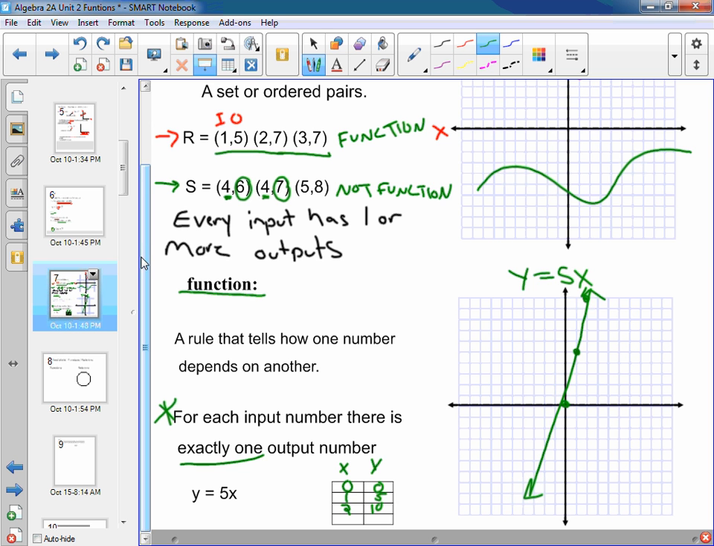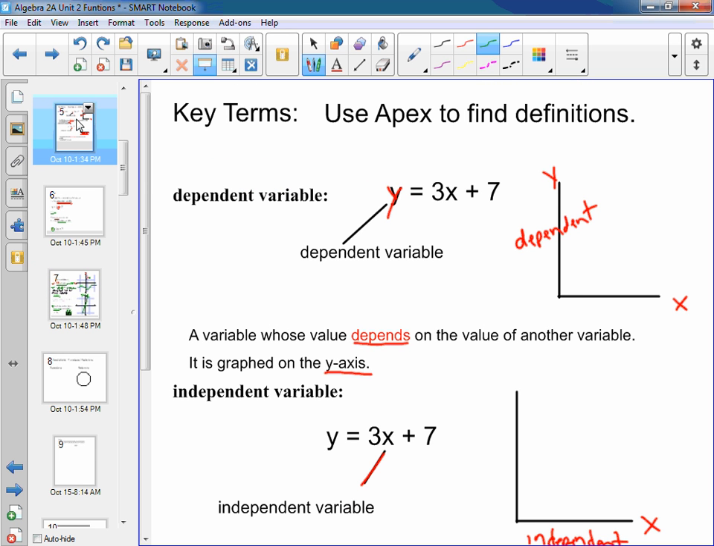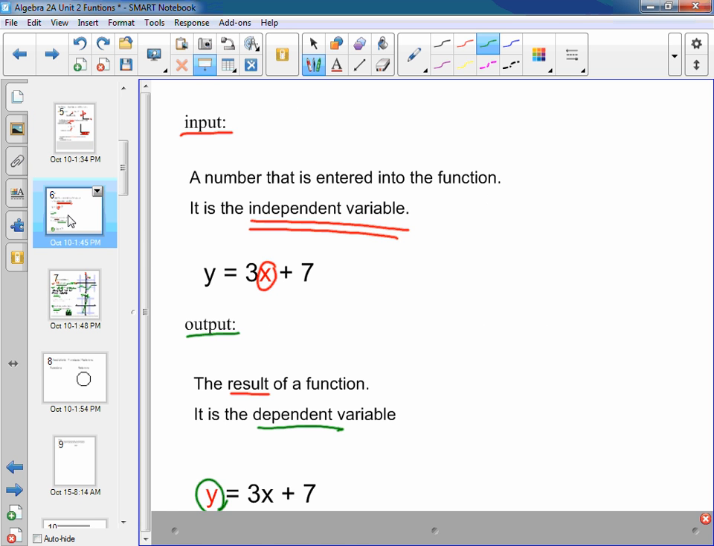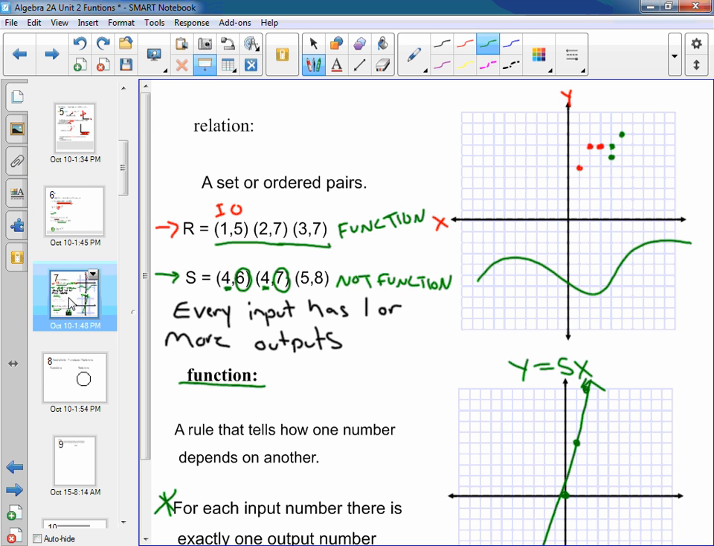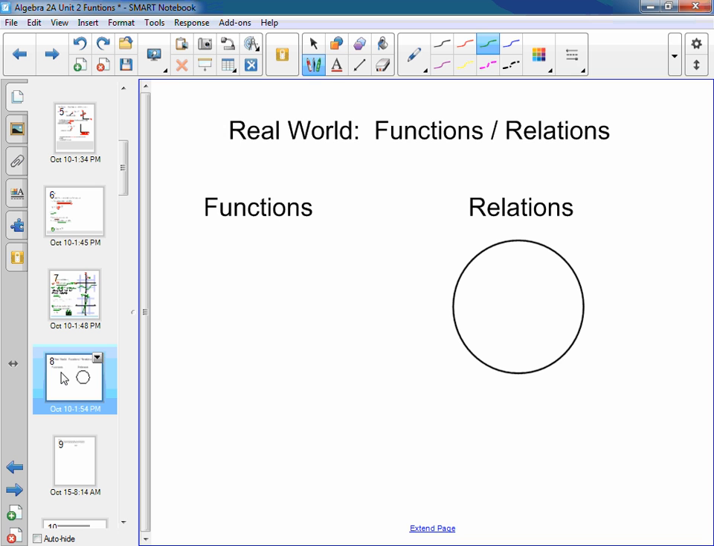All right, so there are a lot of key terms. We had independent and dependent variables, input and output, and then we had relation and function. Now we're going to talk about the last goal: determine whether real-world situations are functions or relations.